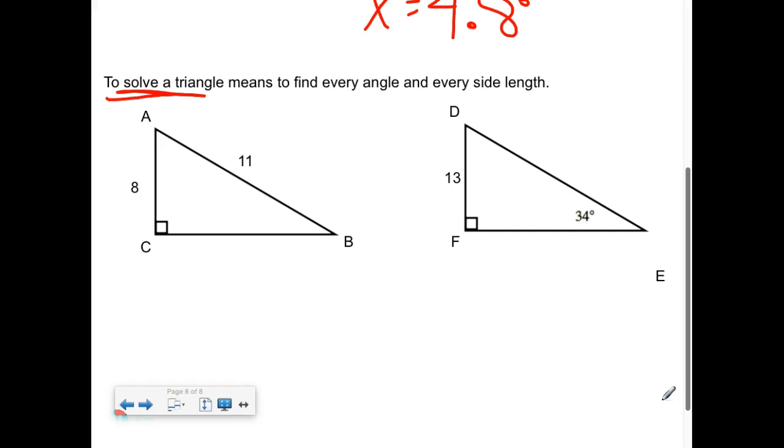Now what's nice is they're going to give you some stuff, so obviously you're not going to find everything. Something I need you to remember from geometry, what does a triangle's angles add up to? 180. So I need you to keep that in mind, and that's also really nice. If we know 2 of the angles, does that kind of help you find that last angle?